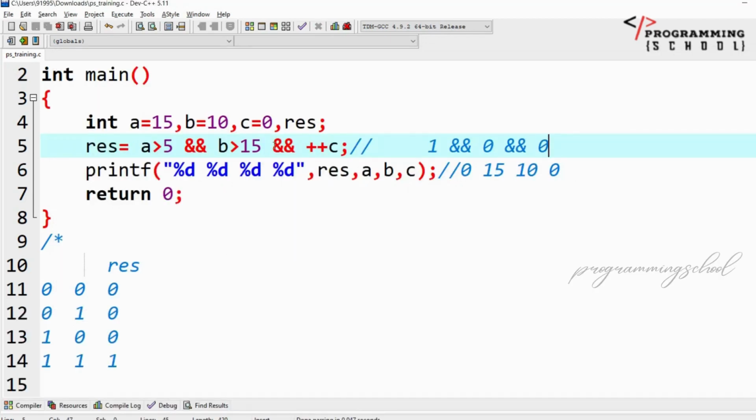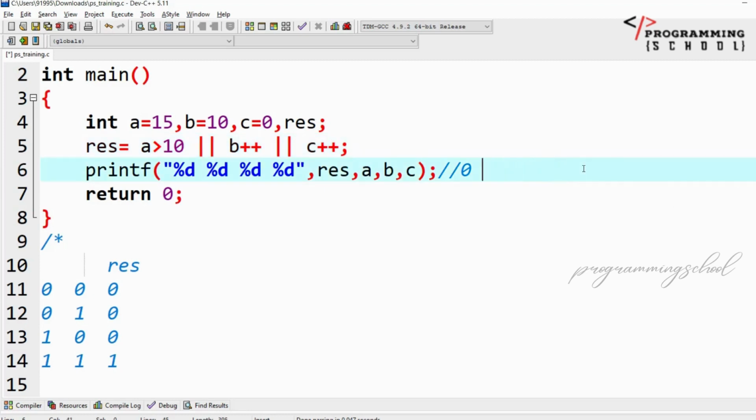In the same way, for example, if it is working with the logical OR expression, if A is greater than 10, for example, and I am going to write like this, B is greater than 15. For example, I am going to write B++ and C++. What is the answer for this one? Everyone hold at this position and try to answer it in the comment box.